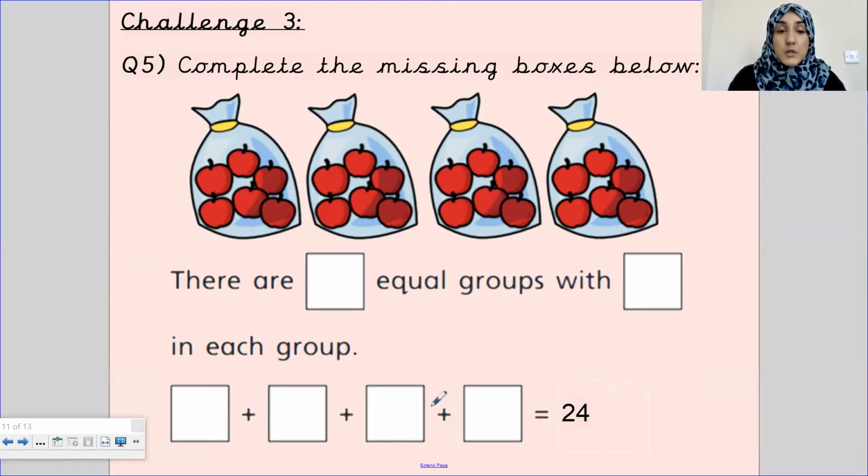So this box right here, I do not want you to put 5, add 5, add 10, which makes 20, and then add 4, which makes 24. That's not what I'm asking you to do. You are writing the repeated addition number sentence, okay, which is adding the same number, the same lot again and again. Okay, so once you completed that question, we'll move on to question number 6 for challenge 3.